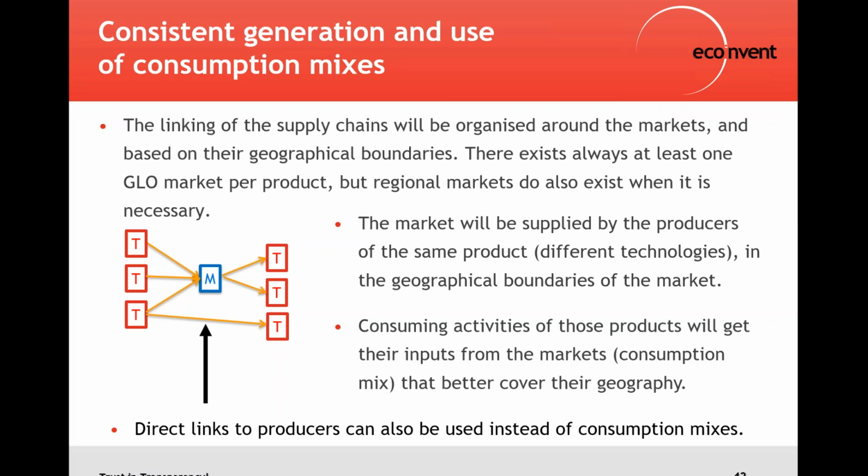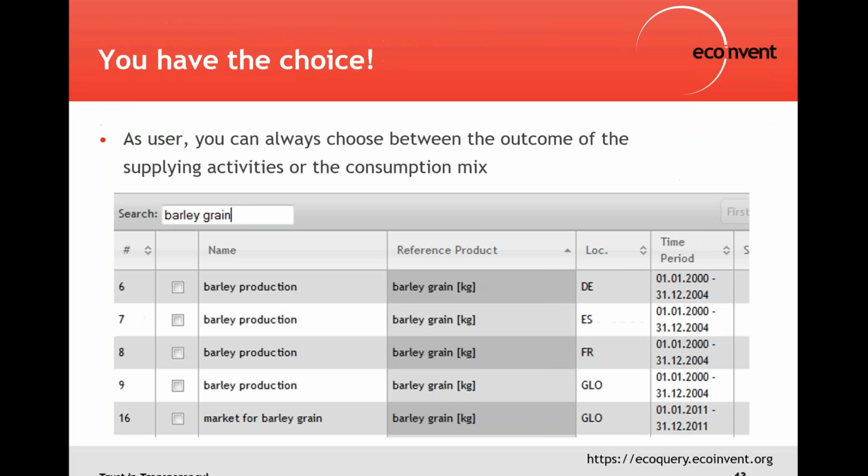Of course, direct links between producers and consumers can be used instead of the consumption mix when it makes sense. Especially you, as a final user, always have a choice between using an input coming from the consumption mix or coming from the different supplying activities.